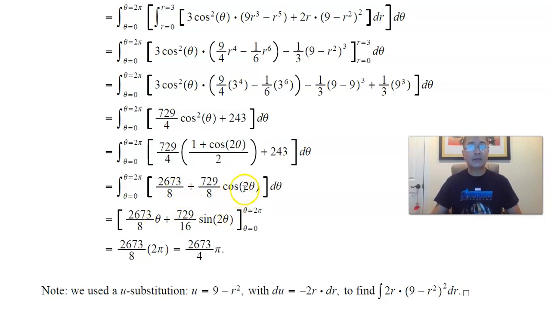Cosine becomes sine 2 theta over 2, so over 16. However, we are going from 0 to 2 pi. So at 2 pi, theta becomes 2 pi. Sine 4 pi is 0. Theta is 0, that goes away, that goes away. So we are left with 2673 over 4 times pi. Oh, yesterday was Pi Day, so happy Pi Day.